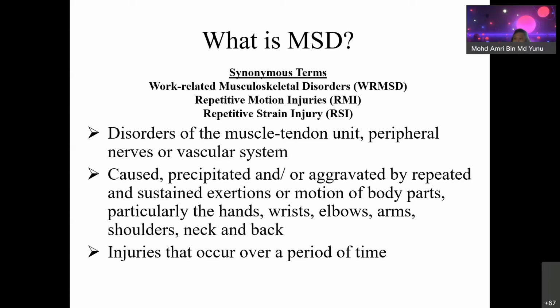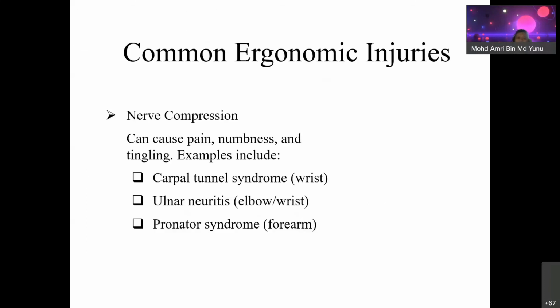So it is an injury that occurs over time. Most of the time, it's not that immediate. It could appear or emerge after a year, after a month, after weeks. Okay, so common ergonomic injuries. You can sense the pain or numbness, tingling. Like for example, carpal tunnel syndrome on the wrist.